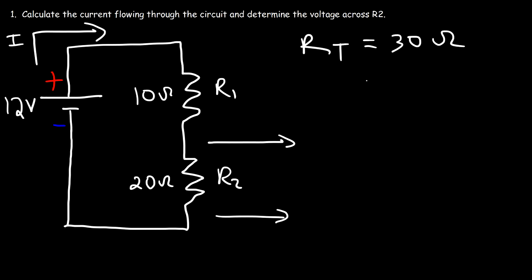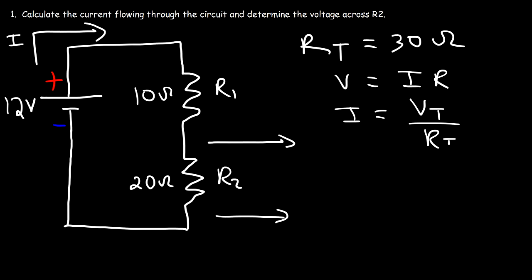So that's going to be based on Ohm's law, V equals IR. So the current flowing in the circuit is going to be the voltage of the battery divided by the total resistance. So that's 12 volts divided by 30 ohms. And so the current flowing in the circuit is 0.4 amps.